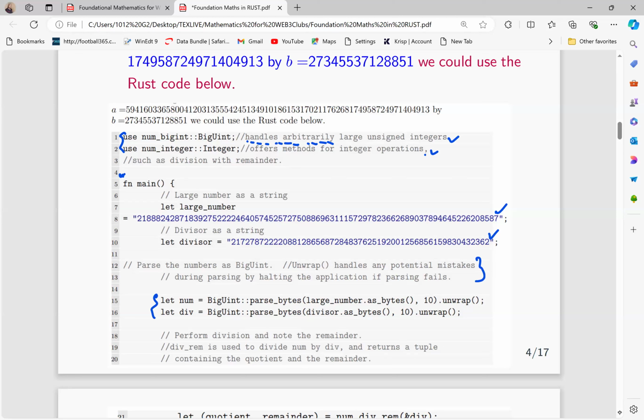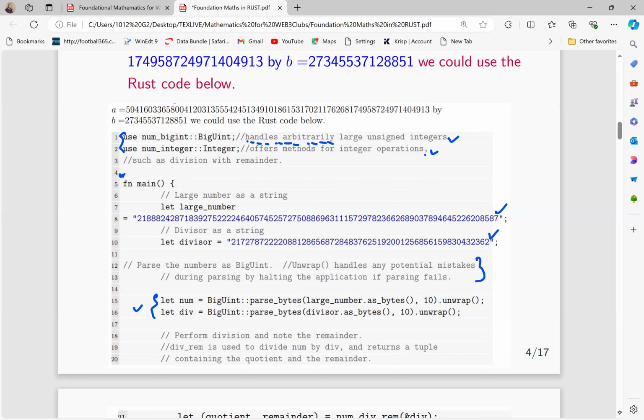I've said that now we enter and parse the numbers as big units. Normally this number is very huge, so it's like a string. And then at this point, it's supposed to be converted to a form that the program can understand. That is what is happening at this stage. So it's just being converted to a form in a language that the program will understand.